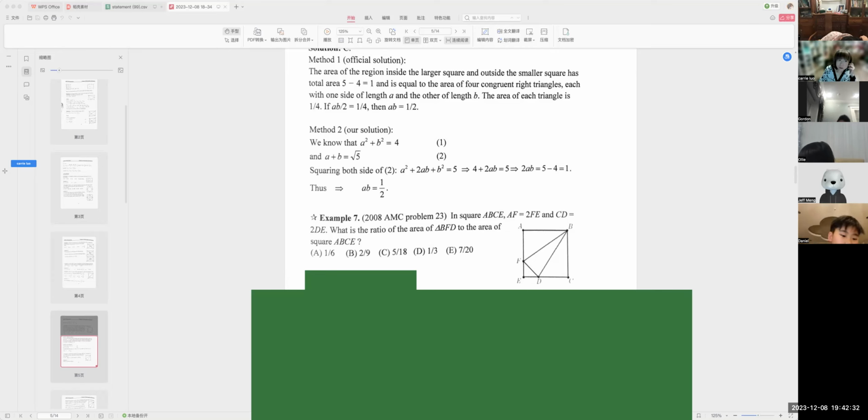So we have ABCE, it's a square, okay? AF equals 2 FE. So if this is 2x, this is 1x, okay? So CD equals 2 DE. So if this is 2y, then that is y. Correct, everybody? What is the ratio of the area of BFD to the area of the whole square ABCE?